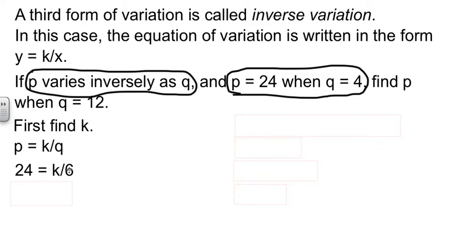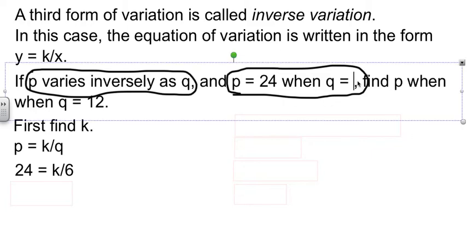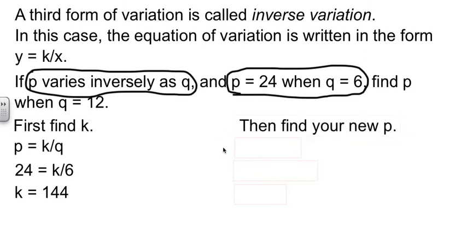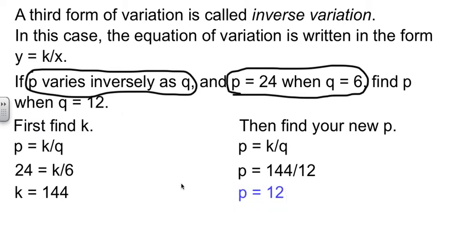And then, of course, I typed 6 here, so maybe I meant to say 6, and I just said the wrong thing, but that's okay. I can fix that. Now, if I multiply those to get K by itself, K is equal to 144. Now that I have a value for K, I can find the new value for P. Same equation. I know K is 144, and I know Q is 12, so I can solve and get P equal to 12.